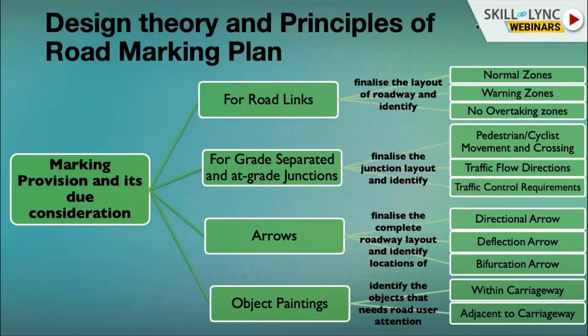There can be objects like say an underpass structure, the box structure just next to the carriageway, or maybe sometimes the structure piers which are placed adjacent to the road. This needs to be painted in a proper black and white so that the retroreflective illumination gives a proper warning to the road users.